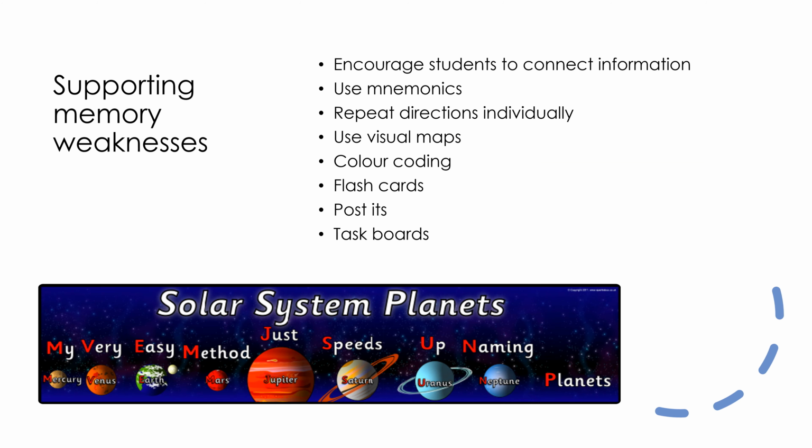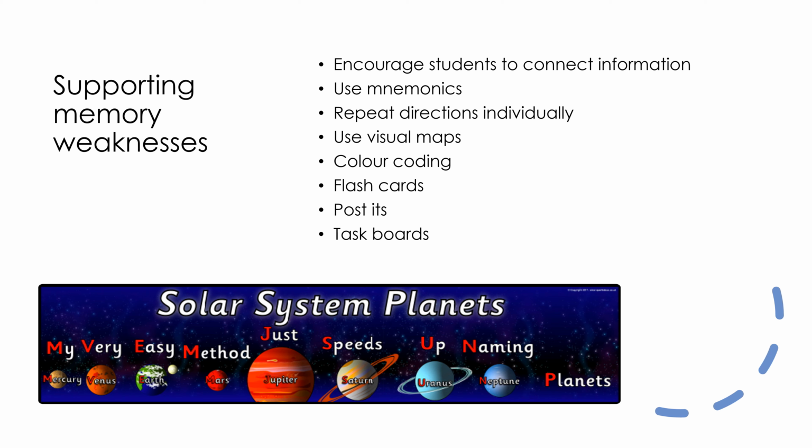Some of the following techniques are particularly useful if inattention is linked to working memory weaknesses. Firstly, encourage students to connect information or concepts that are being presented. For example, by creating a link between Henry VIII and Horrid Henry, students are more likely to remember other key pieces of information about him, such as having 6 wives and beheading 2 of them.